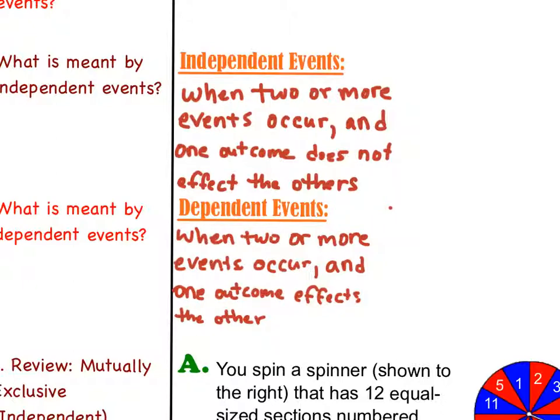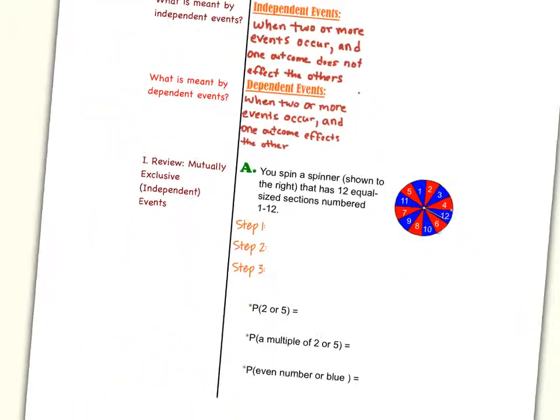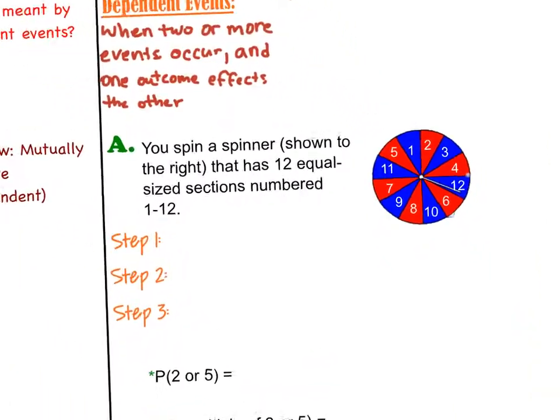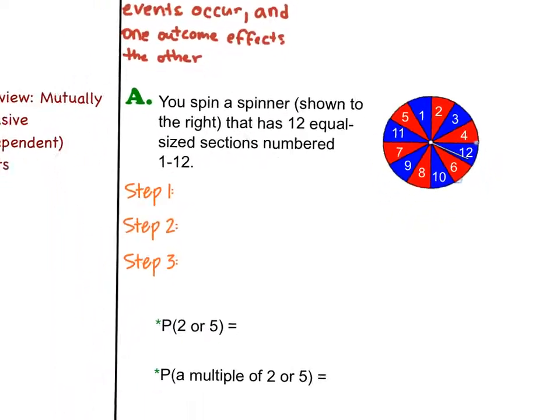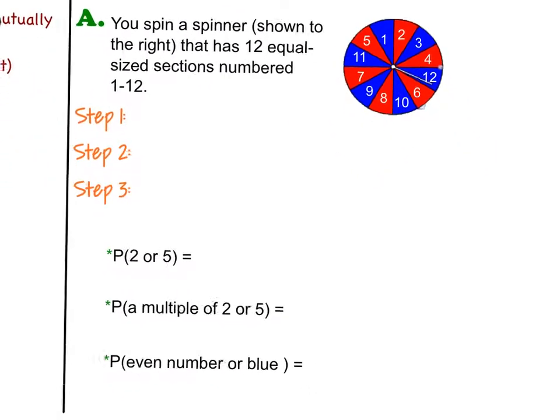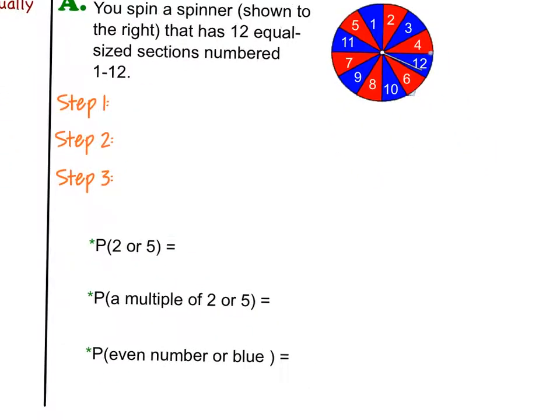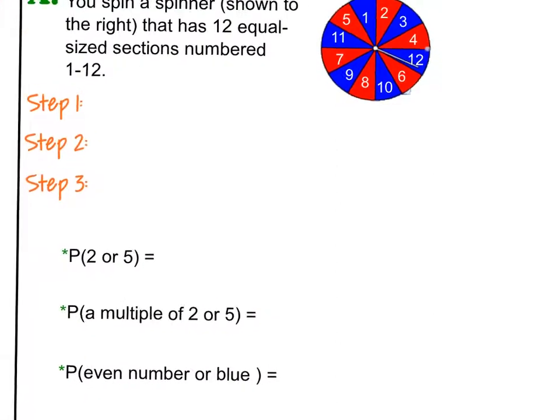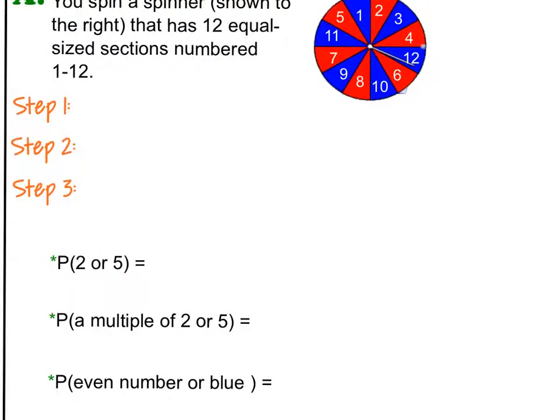So before we get into the calculation, let's just quickly review OR statements. When we have a spinner, it's shown here and it has 12 equal size sections. We want to find the probability of a 2 or a 5. And I am going to underline that keyword of OR, because that's going to tell us if we're going to add like we were the other day or if we're going to go through and multiply.